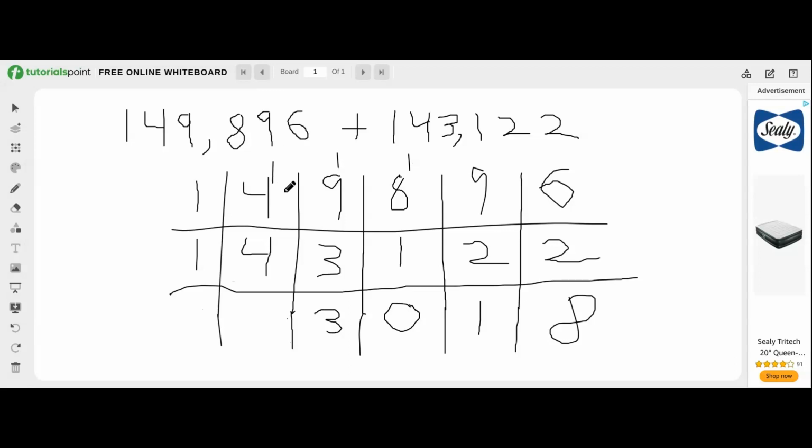4 plus 1 is 5. 5 plus 4 is 9. And then looking at the 100,000s place, 1 plus 1 is 2. So the answer to 149,896 plus 143,122 is 293,018.